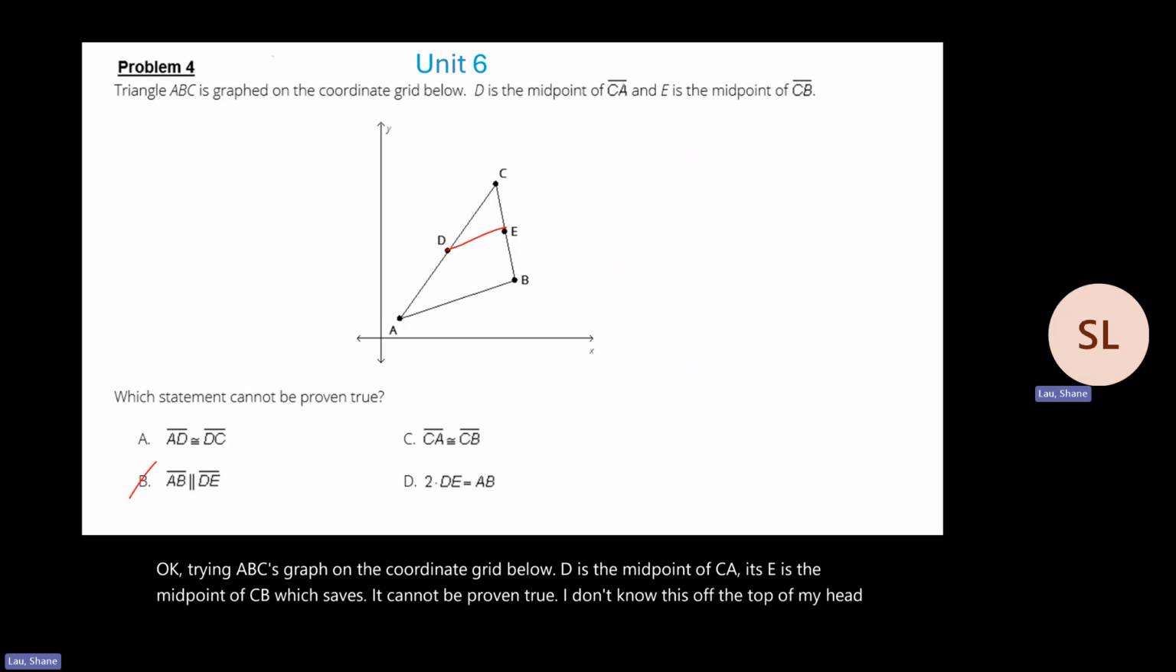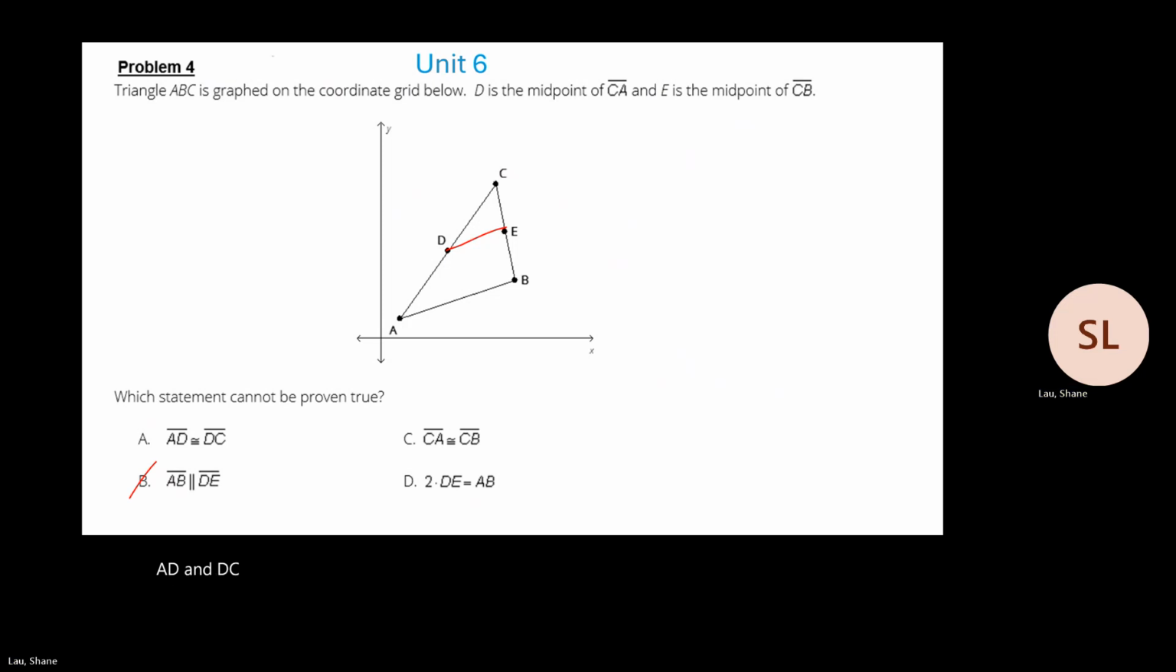AD and DC are going to be congruent. That's not necessarily always true. CA and CB are congruent. That again is also not necessarily true. 2 times DE is equal to AB. That one is for sure true. So it really boils down to A and C. AD and DC is true because D is the midpoint, so C must be correct here.